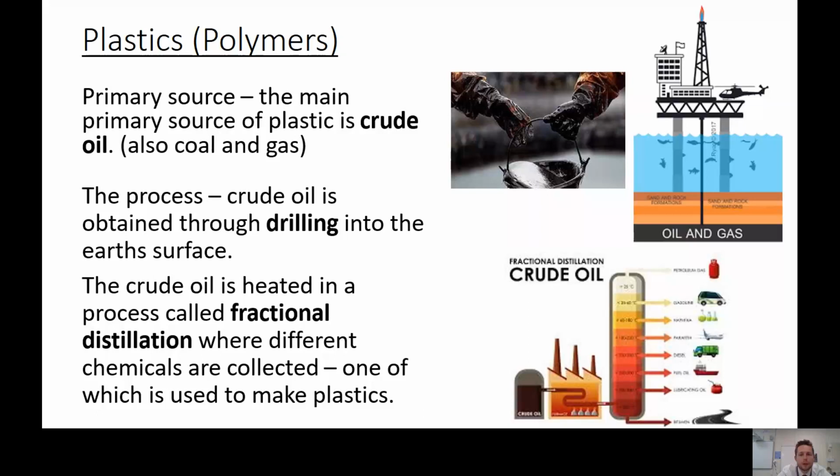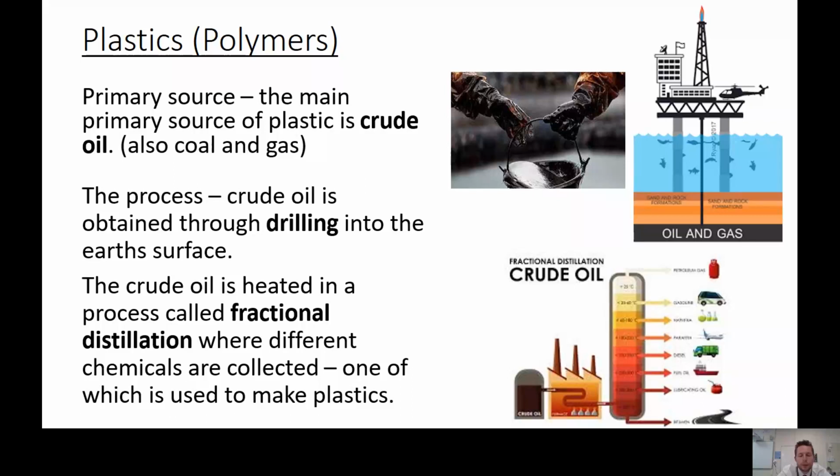So we've got this black, thick liquid, but it needs to be converted into chemicals that we can then turn into our plastic products that we're more familiar with. So how does this work? Very briefly, the crude oil is heated in a process called fractional distillation. If you have a look on the right hand side of the slide, there's a very simplified diagram that shows you fractional distillation. The crude oil is put into the process and heated to a very high temperature, and at different temperatures, different chemicals can be collected.